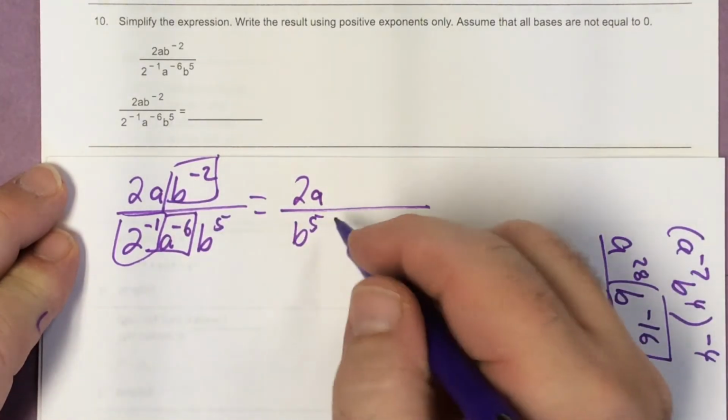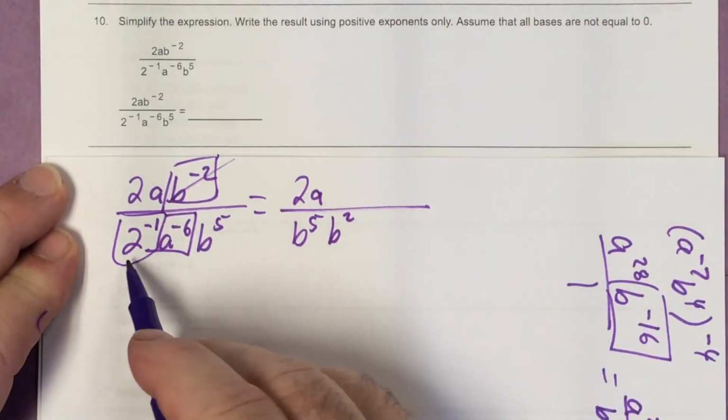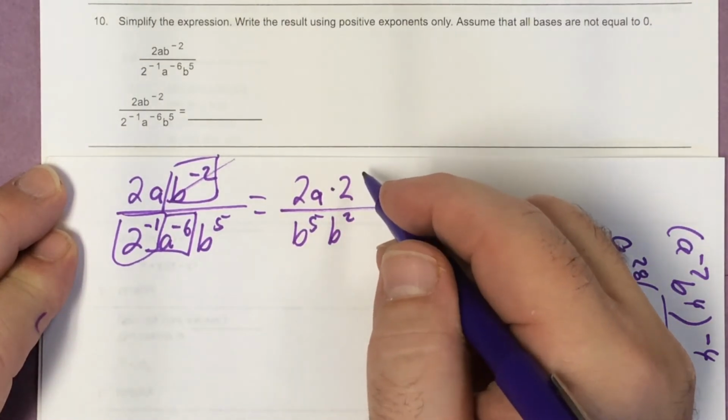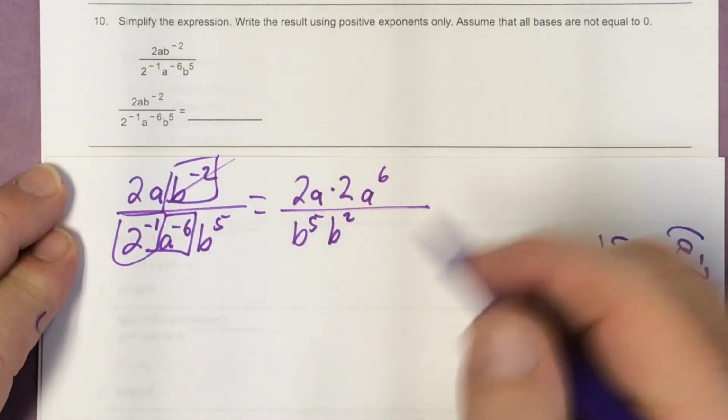b to the negative 2 becomes b squared below. Just put a line through it. Not obliterate it, just put a line through it. Next, 2 to the negative 1 is just going to become 2. I could put it to the 1, but that doesn't serve any particular purpose. a to the minus 6 becomes a to the 6th here.